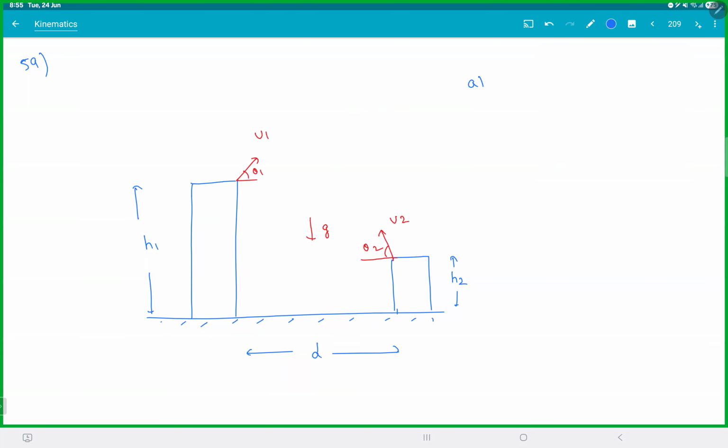So the first question is, find the minimum distance between them. So the answer will come in terms of U1, U2, theta 1, theta 2, H1, H2, D, 7 variables. A simpler question would be this: find the condition if they collide. That means the minimum distance is 0. If the minimum distance becomes 0, that means they're colliding with each other.